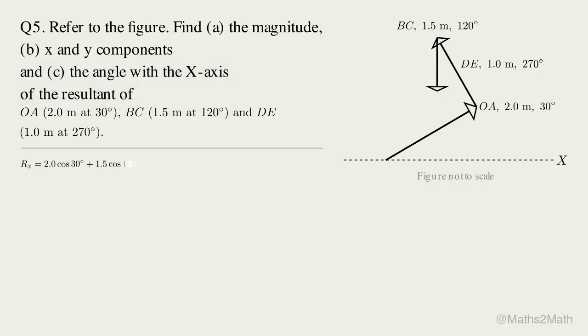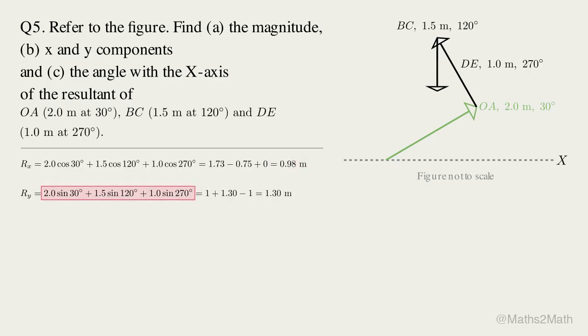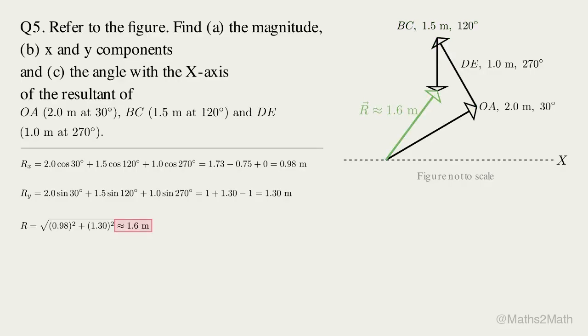Add the x components: 2 cosine 30 plus 1.5 cosine 120 plus 1 cosine 270. That works out to 0.98 meters. And the y components: 2 sine 30 plus 1.5 sine 120 plus 1 sine 270. That gives 1.30 meters. The magnitude is the root of 0.98 squared plus 1.30 squared, about 1.6 meters.